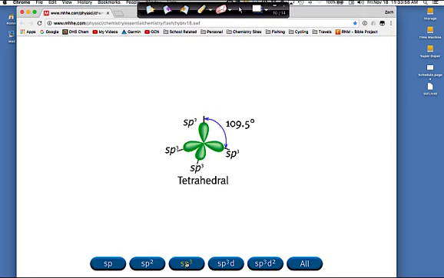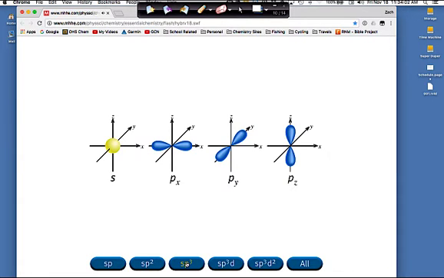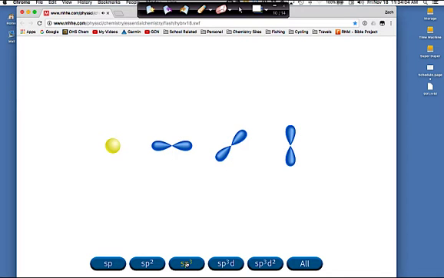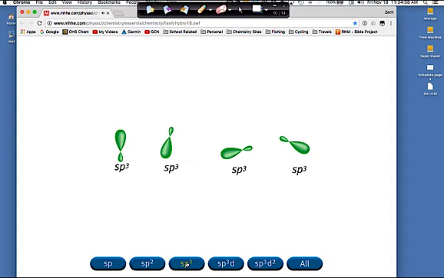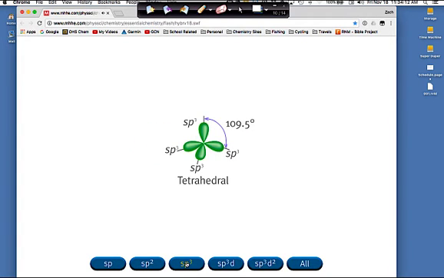So if we do sp3 again, mixing an s and the three p orbitals generates 4 equivalent sp3 hybrid orbitals. Note that the number of hybrid orbitals produced is equal to the number of atomic orbitals that are hybridized. sp3 hybrid orbitals have a tetrahedral arrangement. The angles between the orbitals are 109.5 degrees.